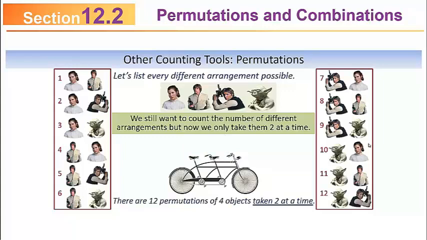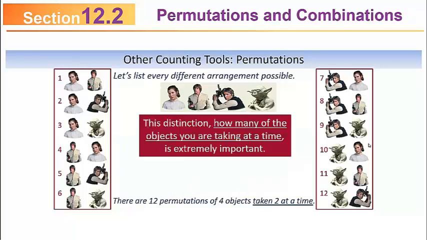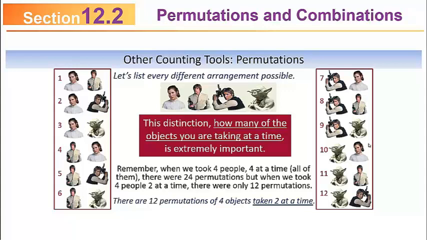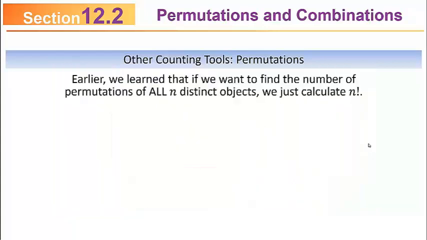So there are 12 permutations of 4 objects, and this is important, taken 2 at a time. So I'm still trying to arrange 4 objects, but I'm only taking them in pairs. This is an important distinction because if you're not taking them all, you've got to know how many you are taking at a time, and that's extremely important. So in the previous example, when we took 4 people, we took all 4 at a time. That turned out just to be a factorial. 4 factorial is 24. But when we took them 2 at a time, it turns out to be only 12.